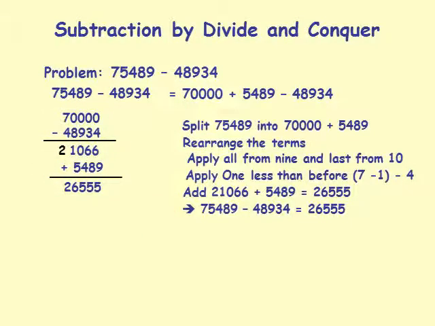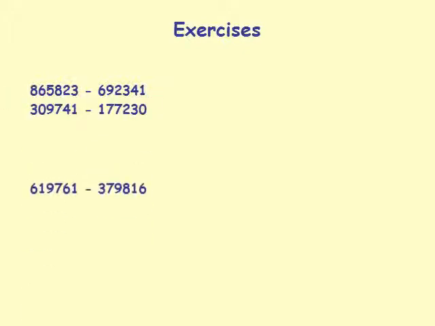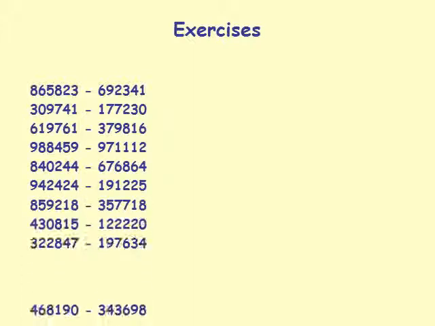Let's continue. Here, the first is 865823 minus 692341. I know that I used 5-digit examples and expect you to do a 6-digit problem. If you're uncomfortable, just chop off a few digits on the right. So you would rather do 4 digits, taking two digits off on the right. Let's continue. So, some more problems.